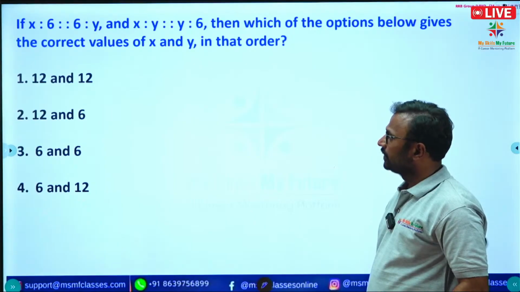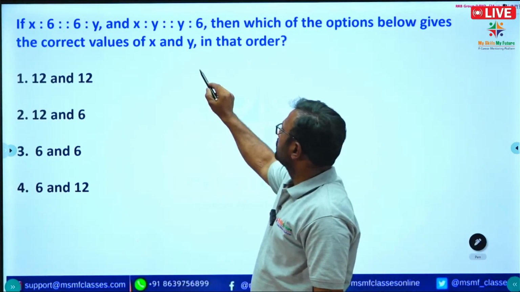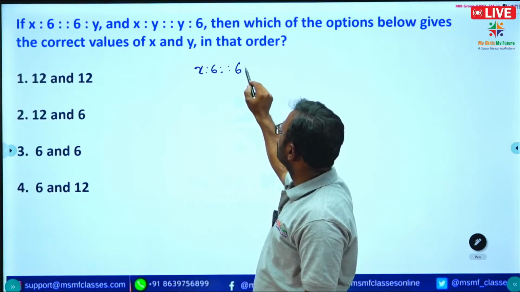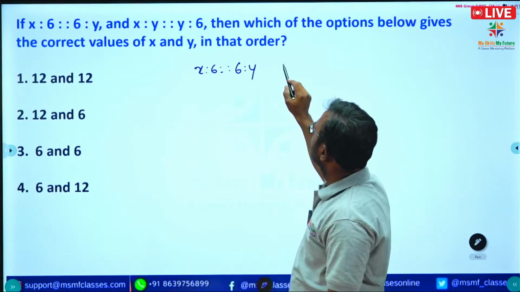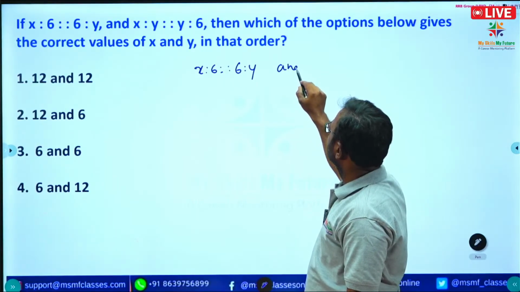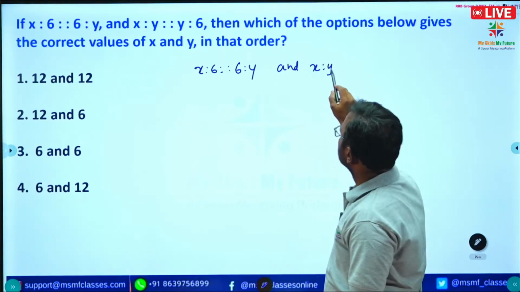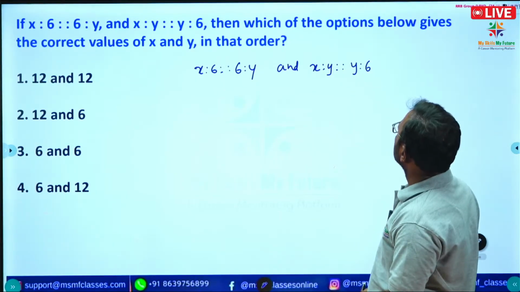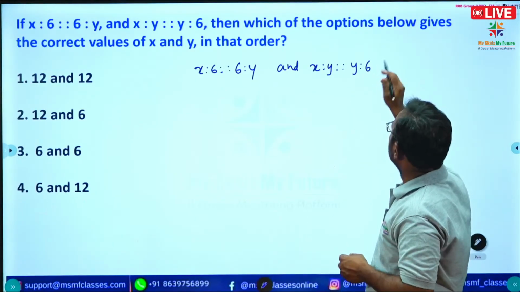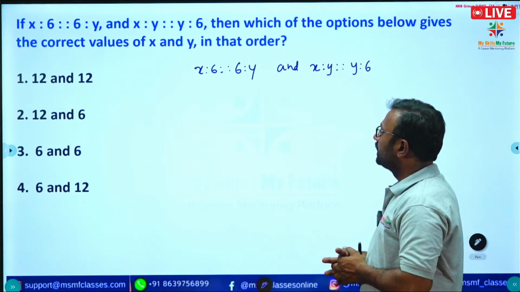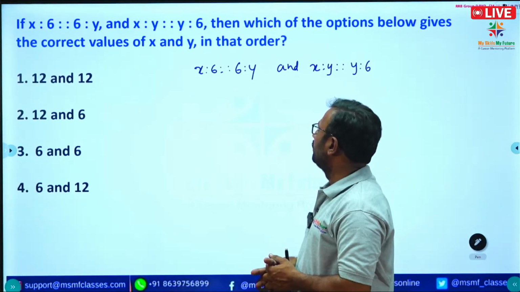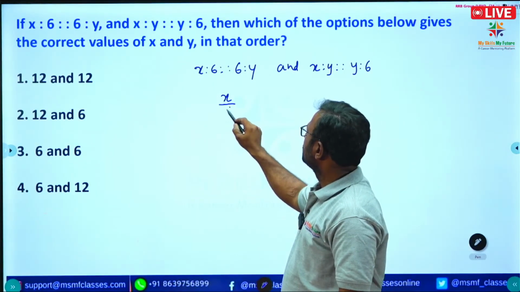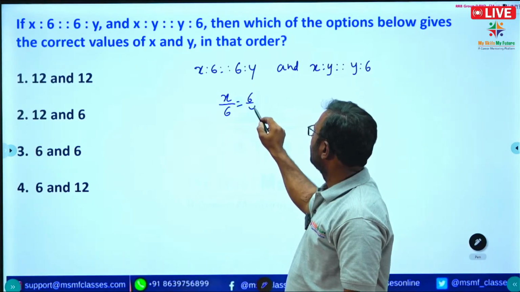Right, see the question here. If x is to 6 as 6 is to y, and y is to x as y is to 6, then which of the options below gives the correct value of x and y in the correct order? Okay, in that order. So x by 6 is equal to 6 by y.